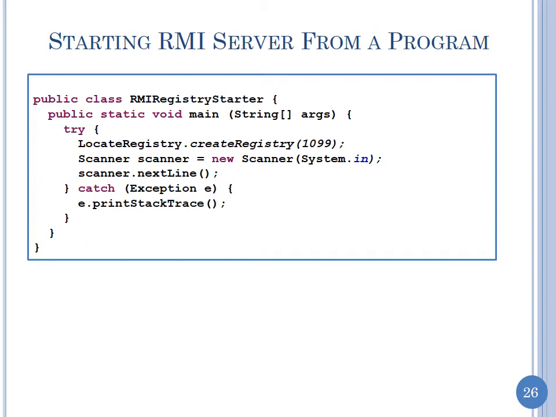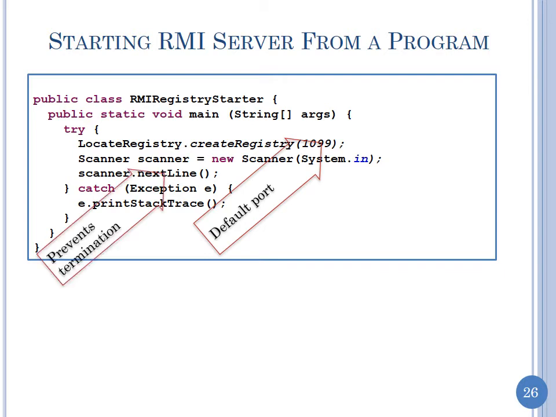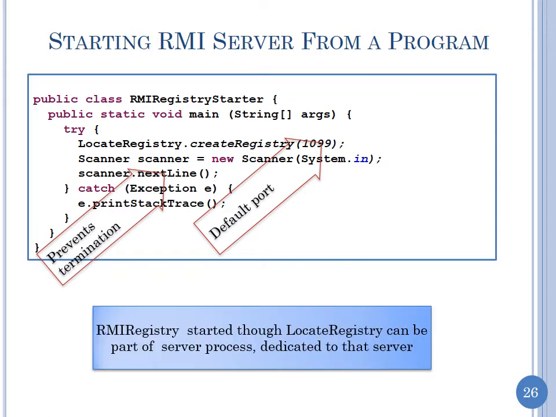So if you are going to create a separate registry process, this is something you want to do also. 1099 is the port that is used by default, and this prevents termination.